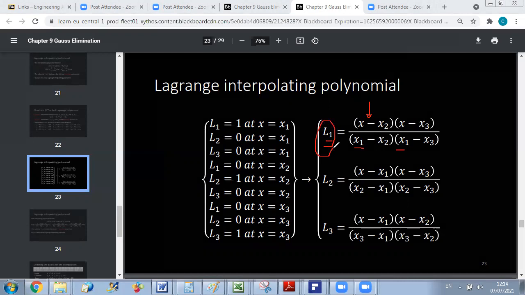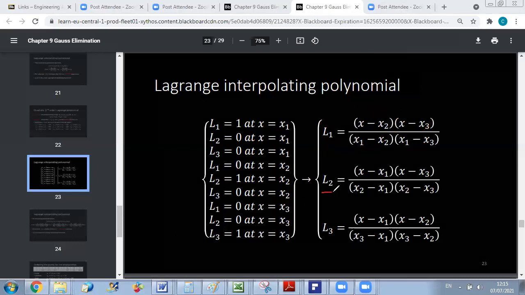Why? Because when x is equal to x1, I will have here x1 and here x1. This will give me a ratio of 1. And then when I have x equal to x2, this term will be 0. So this will ensure that L1 is 0 at x2. And when I replace x by x3, this term will be 0, which will ensure that L1 is 0 at x3. So now, this is the general way of doing it.